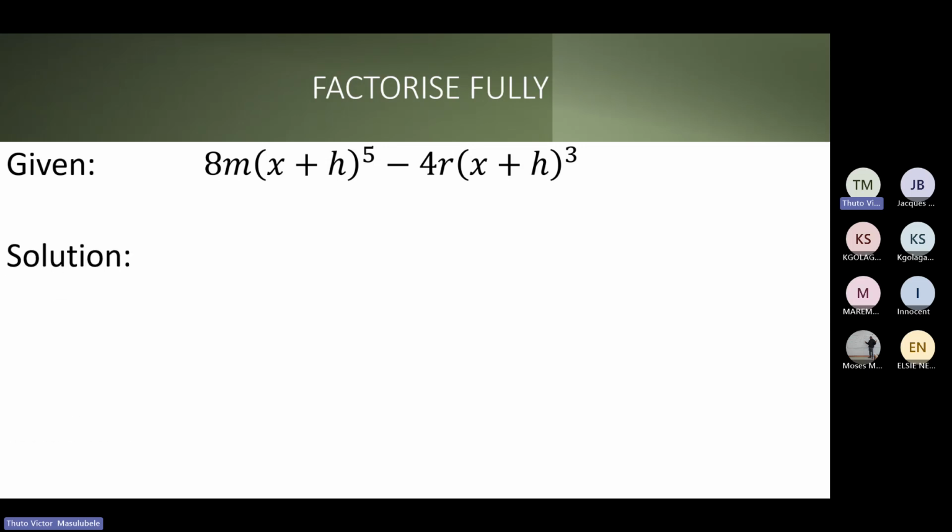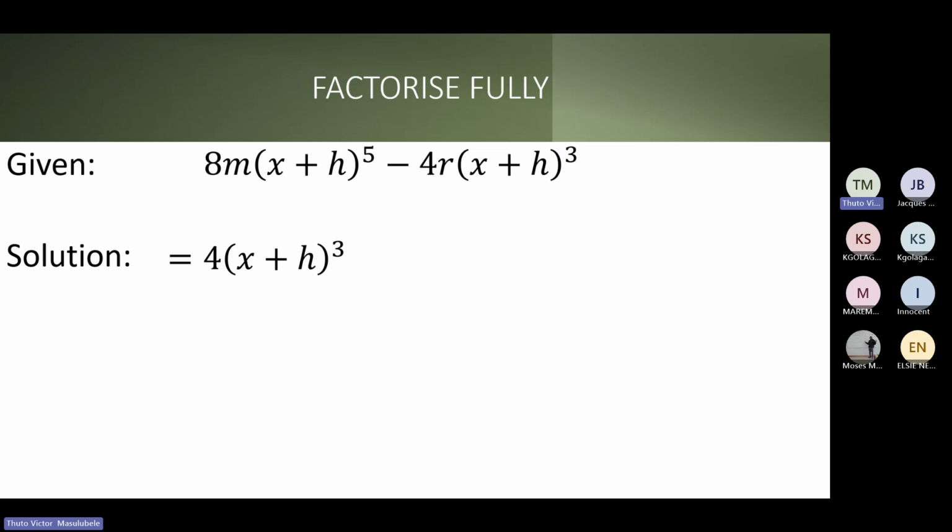Now let us factorize fully the next expression. If you are given 8m into x plus h to the fifth power minus 4r into x plus h cubed, we now need to look for the highest common factor. The highest common factor of 8 and negative 4 will be 4. And because x plus h is common in both terms, we choose the base that has the smaller exponent, and that will be x plus h to the power of 3, or x plus h cubed.